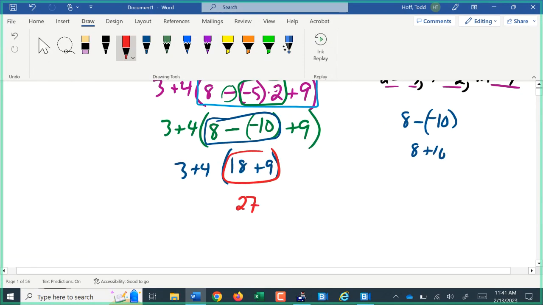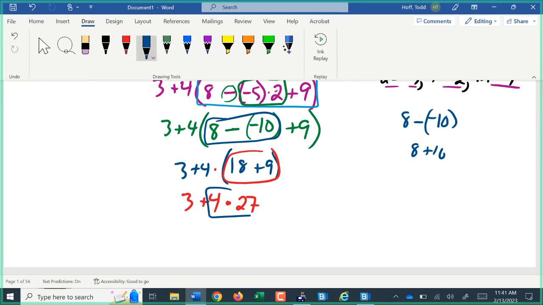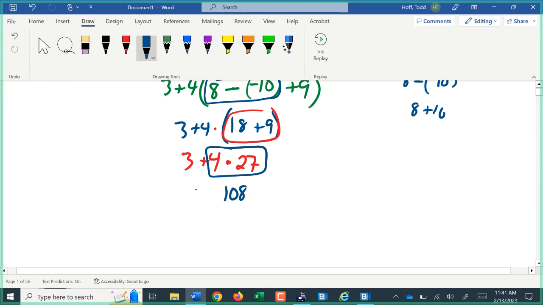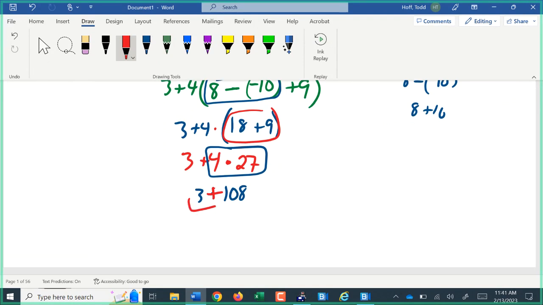And now that I'm done with the parentheses, now it's positive, so I don't need the parentheses to isolate the negative or anything like that. But I do need the multiplication. The parentheses are indicating multiplication. So before I take out the parentheses, I do need to put in the multiplication symbol there. Now, multiplication first before addition. 4 times 27 is 108. And 3 plus 108 is 111, is that result.